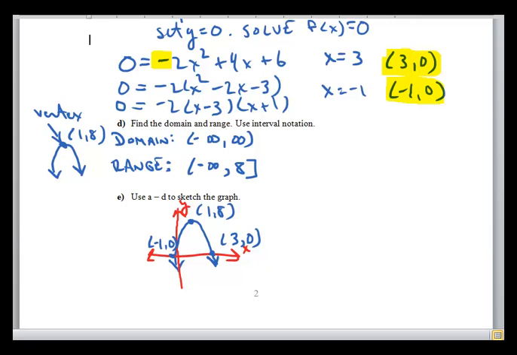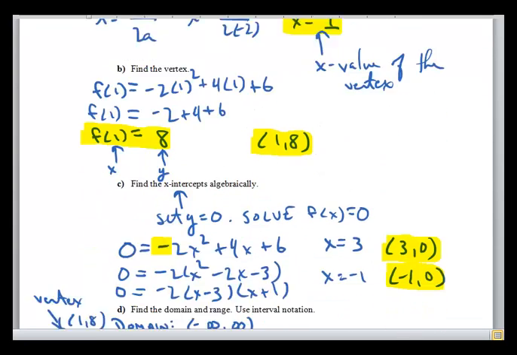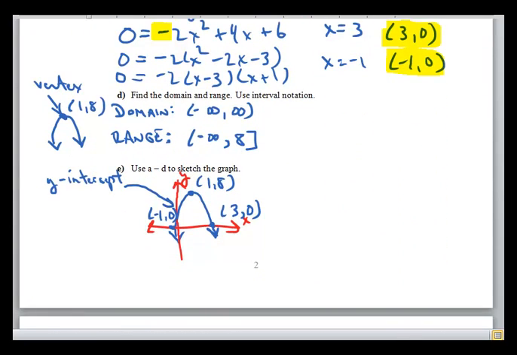And I mean, if you want also, you could even label the y-intercept. The y-intercept, when the function is written in the ax squared plus bx plus c form, the value of c is always your y-intercept. So in this case, your y-intercept is actually the point 0, 6. Now it's not sketched super accurately, but that's essentially what it looks like. So there's your parabola.